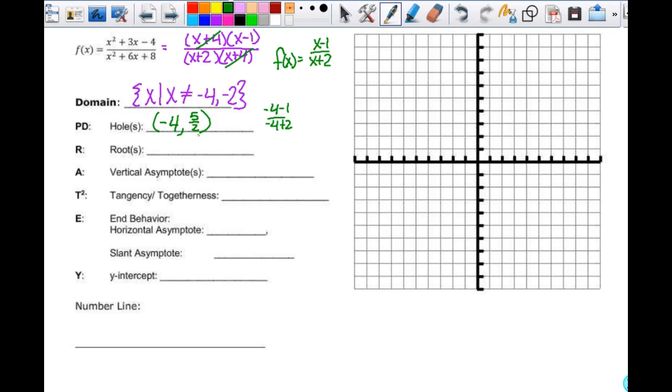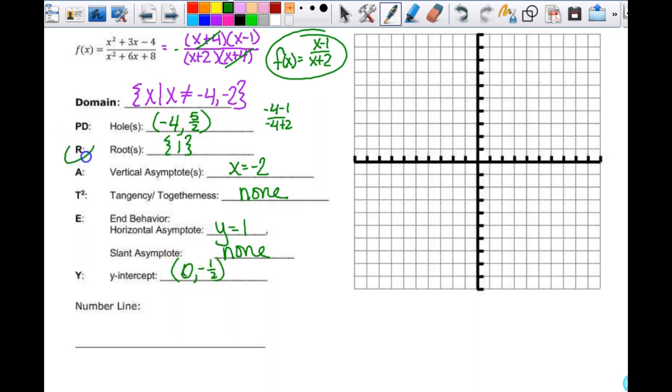Okay, my roots are going to be, because remember I'm using this one now, I only use the other for domain. Roots are going to be positive 1, vertical asymptote x equals -2, no tangency or togetherness. They are tied in degrees, so the horizontal asymptote is y equals 1. Slant asymptote would be none. Y-intercept would be (0, -1/2). So again, these are the two things that go on my number line. So I'm going to have -2 and 1.